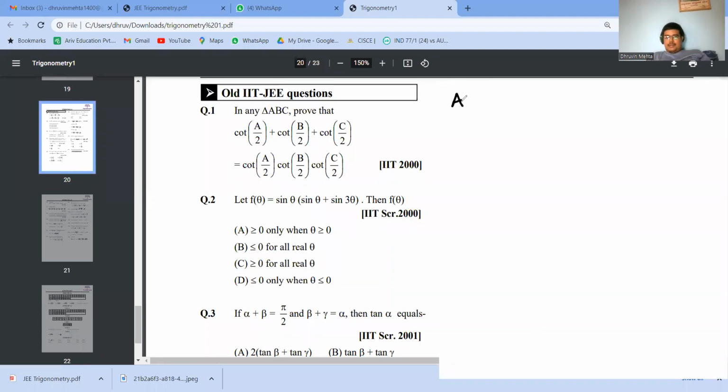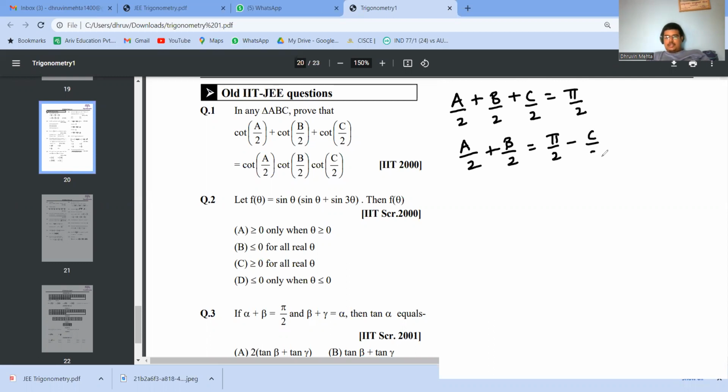So it's a triangle ABC. So we can say A plus B plus C is 180. And because we want A by 2, B by 2, C by 2, I am dividing everything by 2. Now let's do one thing. I'm transferring one angle on the other side. So let's take A by 2 plus B by 2 is equal to pi by 2 minus C by 2.